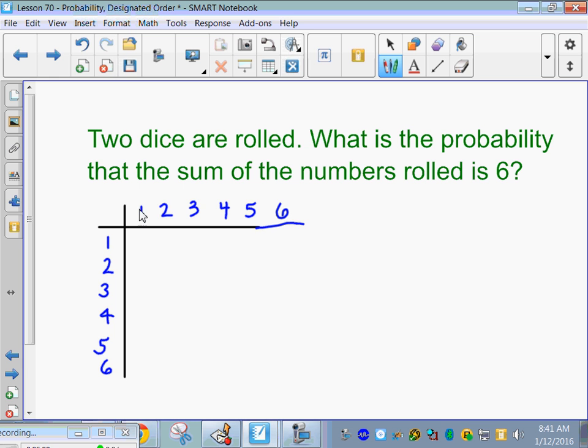So if we roll a 1 and a 1, we roll the snake eyes, what's the sum going to be? 2. So the smallest you can possibly get is 2. All right? If we roll a 1 and a 2, the sum would be 3. If we roll a 1 and a 3, the sum would be 4. And so on. So you guys can fill this whole chart out, right? A 2 and a 1 would give me a 3. A 2 and a 2. So 5, 7, 8, 4, 5, 6.